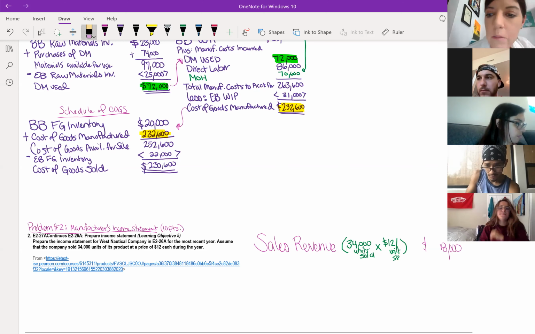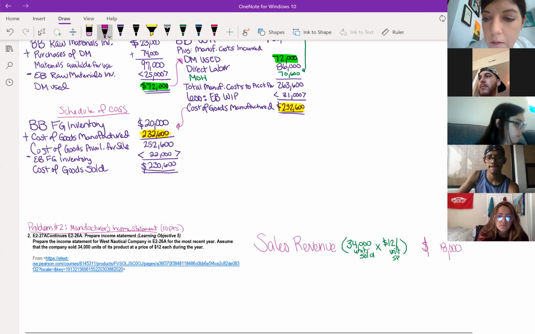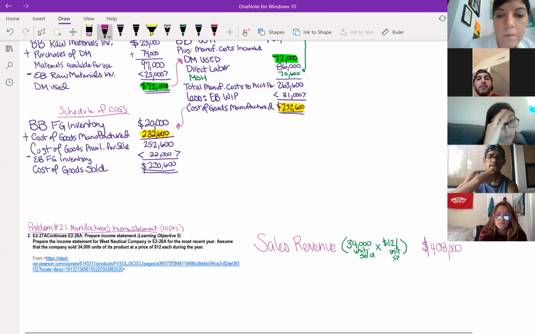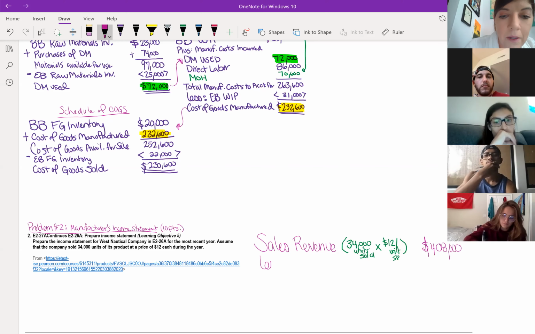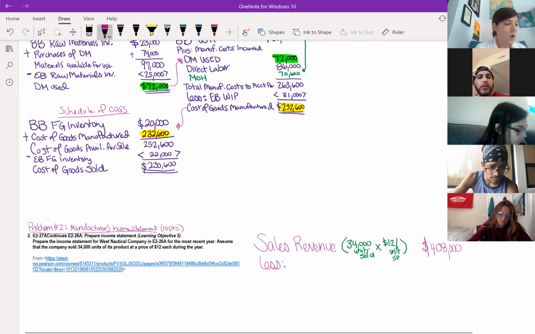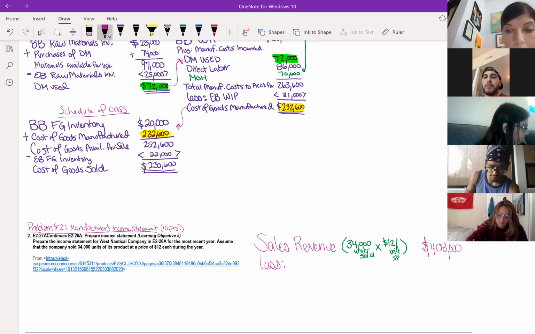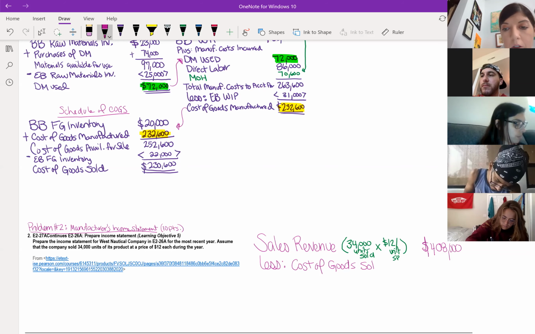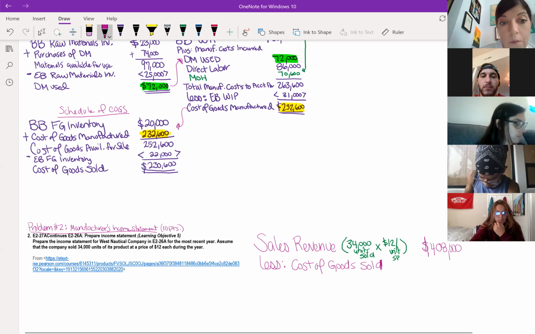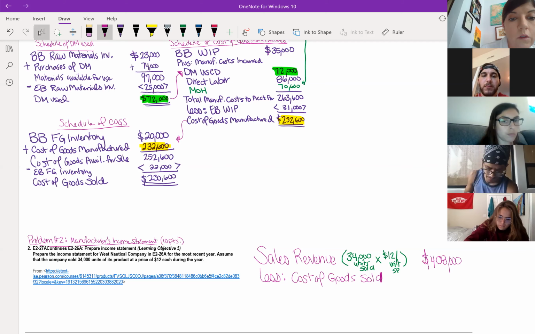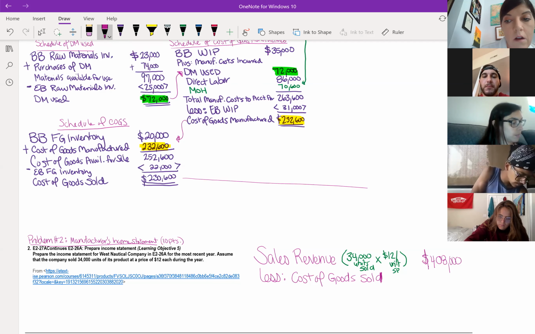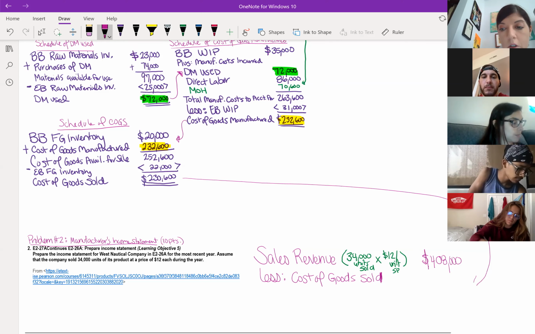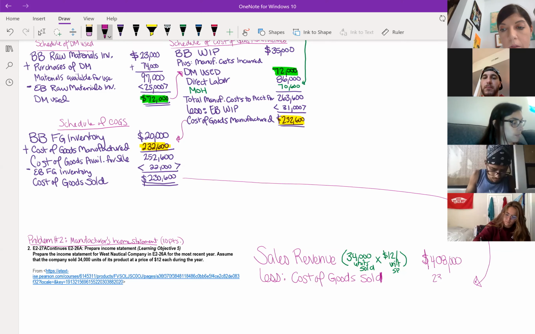In the manufacturer's income statement, what comes next? The expenses, less the expenses. Which specific expense are we going to subtract? Cost of goods sold. So since we already calculated it above, we don't have to calculate it again. But we went from the schedule of cost of goods sold, right? 230,600.